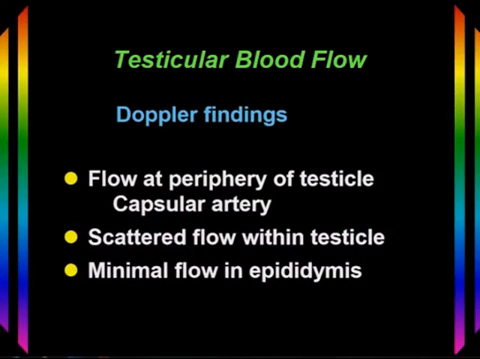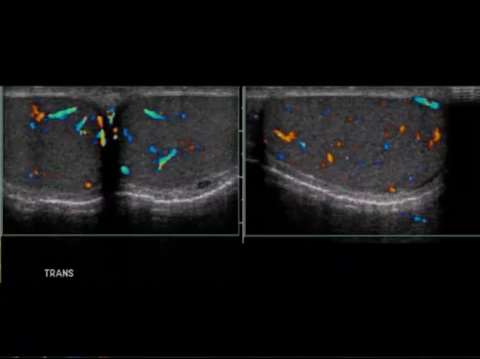With Doppler, we can evaluate the blood flow to the testicle, and typically we will see the capsular artery more easily than the centripetal artery, so we'll see flow at the periphery of the testicle. We may see scattered flow within the testicle itself, which are portions of the centripetal arteries. Typically, we see minimal flow inside the epididymis, less than what's seen inside the testicle.